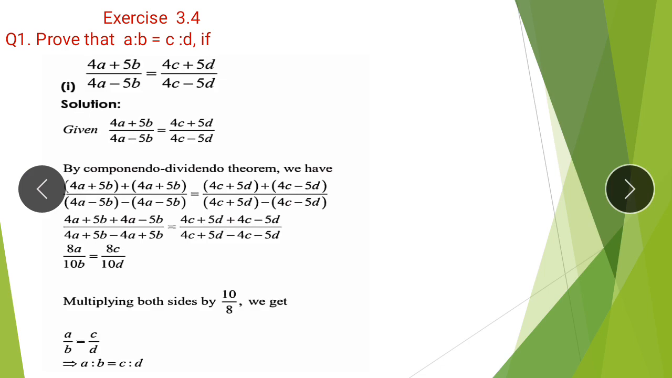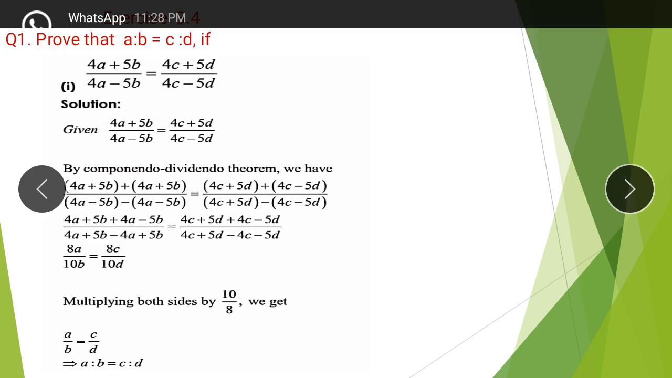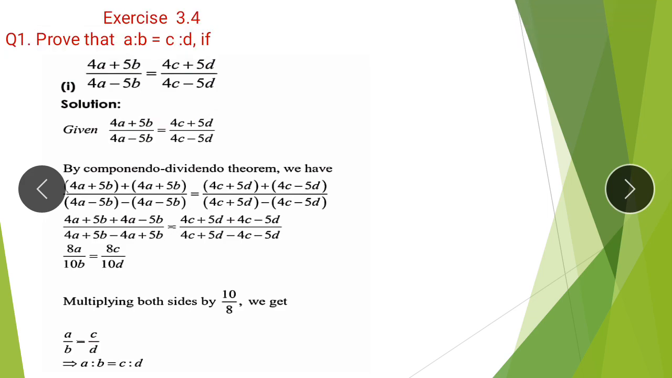Question number 1 states: prove that a ratio b equals c ratio d if, this fractional equation, or this proportion, is given, and we are going to simplify this. Means using this proportion, we have to prove that a ratio b is equal to c ratio d. This is actually the simplified form of this.